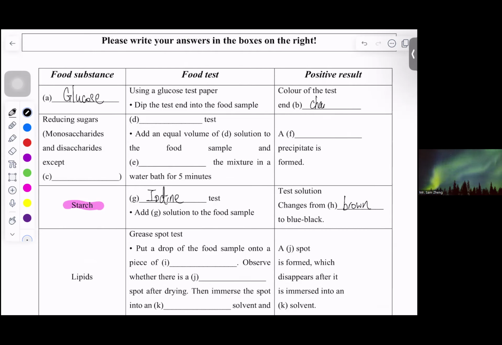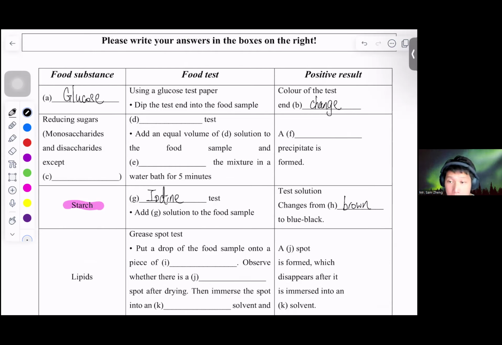The color change, from what color to another one, depends on the question, because different brands of glucose test paper will have different colors. So in this case, we only need to notice that there will be some color change. Now, when we move on, we will look for reducing sugars. Glucose is a type of reducing sugar.